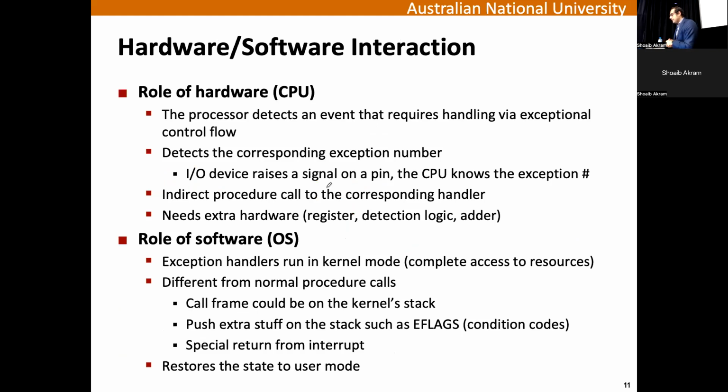So we can see that there is a clear division of labor between what the processor is doing and what the operating system is doing. The processor has the base register. It detects the exception number depending on the type of event, and then it executes an indirect procedure call to the handler. We need extra hardware here to support all that. We need an extra register. We need some logic. And then the operating system actually executes the exception handler.